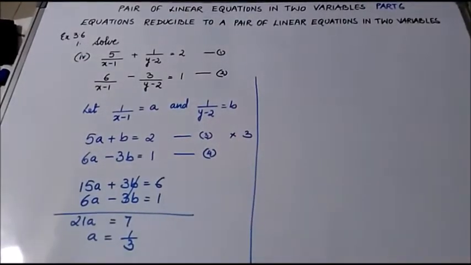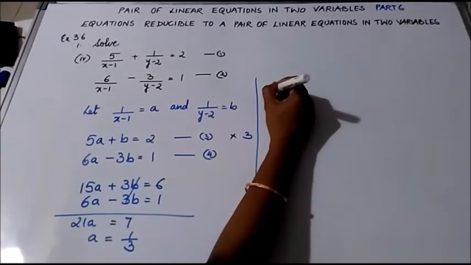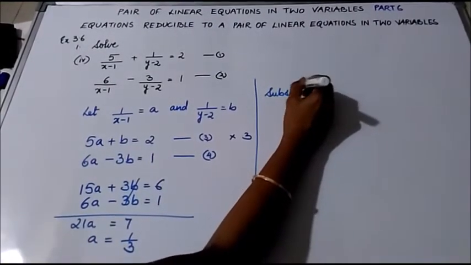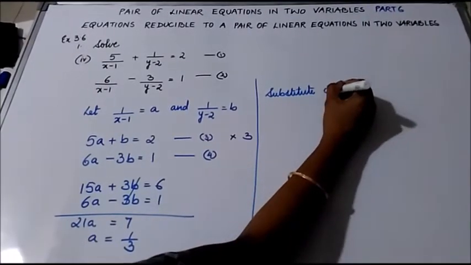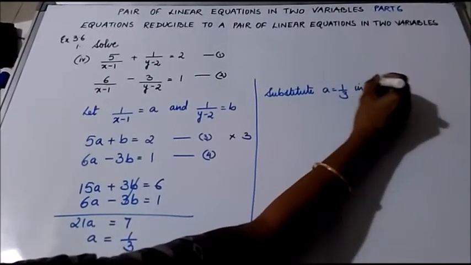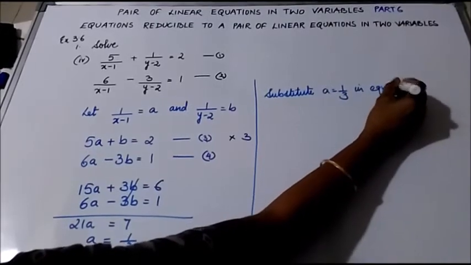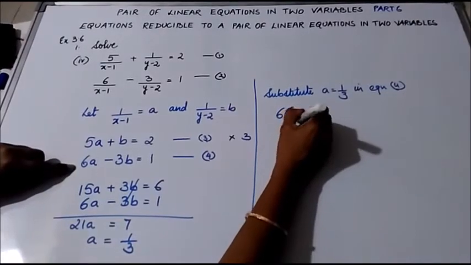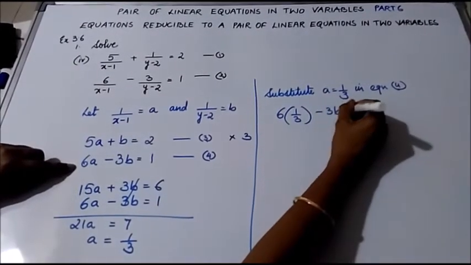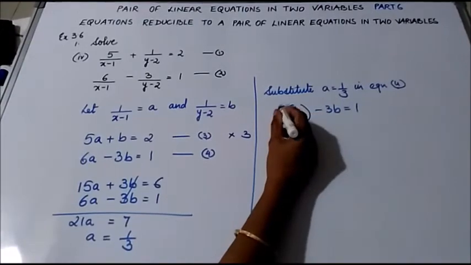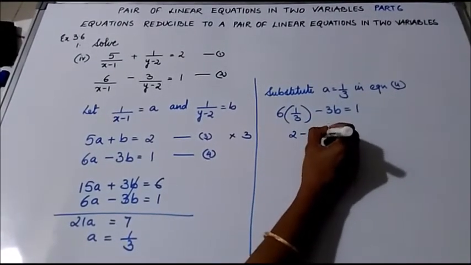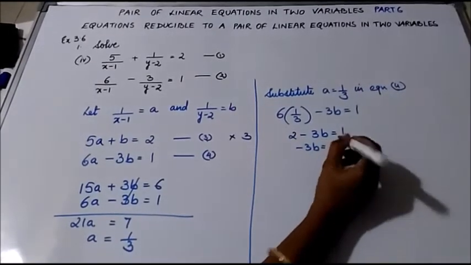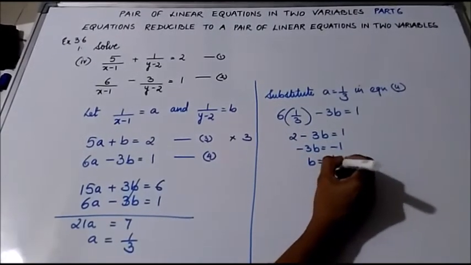Then let's find what is b. Substitute a is equal to 1 by 3 in equation 4. Equation 4 is 6a minus 3b is equal to 1, so it will come 6 into 1 by 3 minus 3b is equal to 1. Here it will get cancelled, we will get 2. So 2 minus 3b is equal to 1. Minus 3b is equal to minus 1. b is equal to 1 by 3.